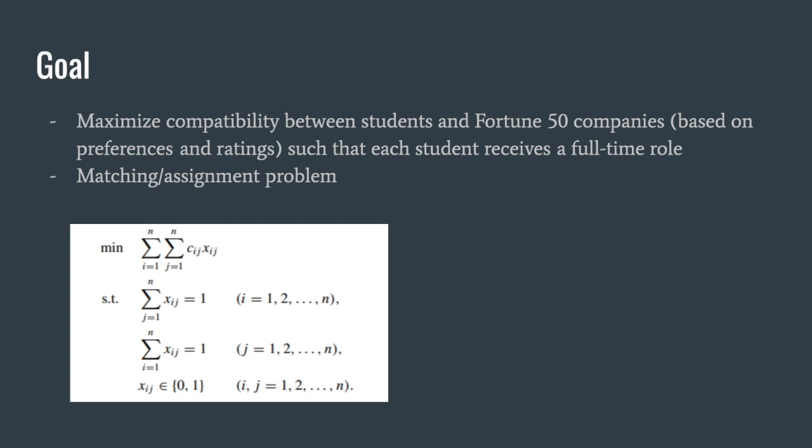So the goal of this project is to maximize the compatibility between the students and Fortune 50 companies that we're looking at based on Glassdoor ratings, such that each student receives a full-time role. And this is the classic matching slash assignment problem, and I've listed the base formulation below.